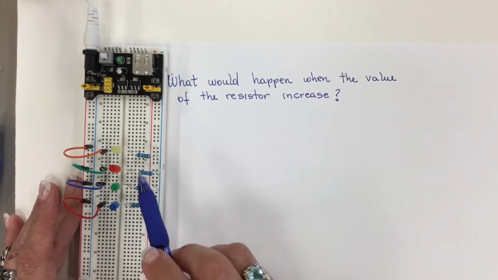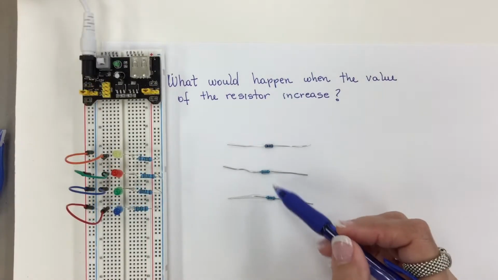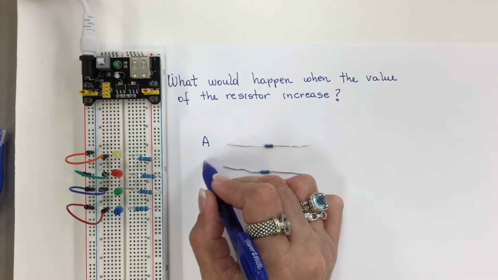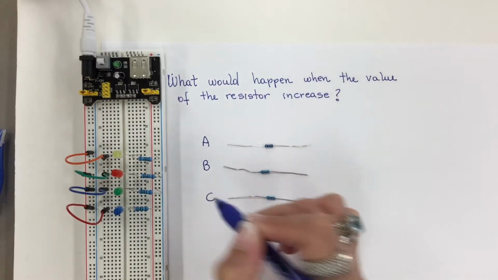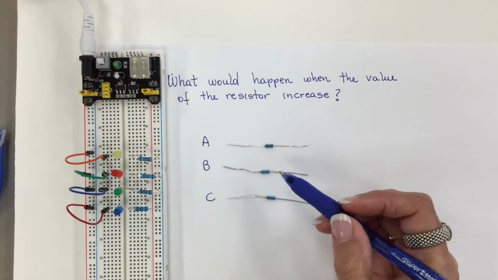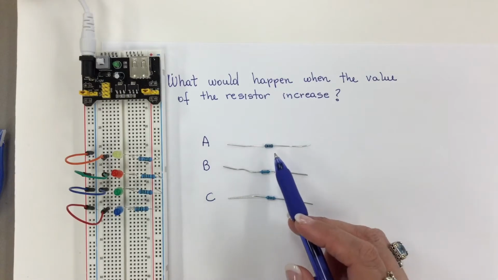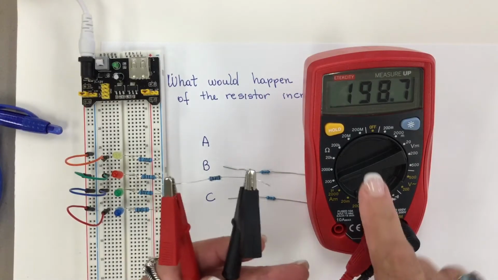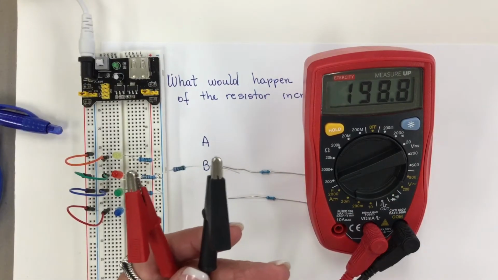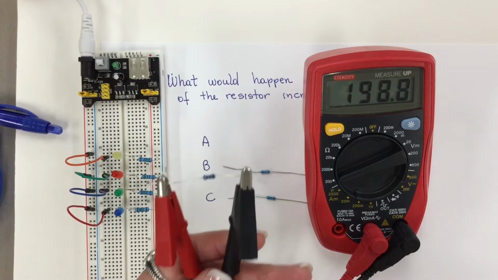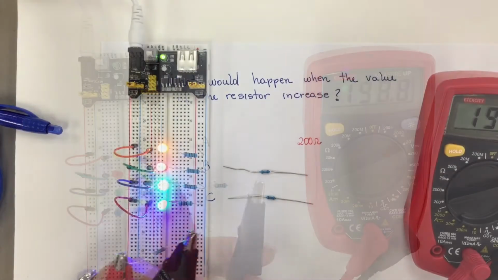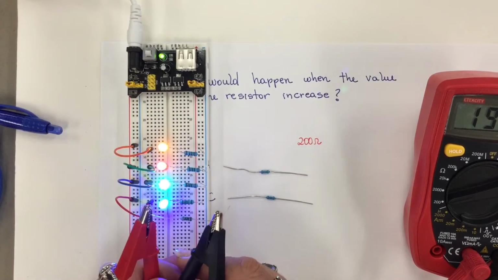So let me check this out. Here I have 3 resistors. Let me call this A resistor, B, and C. I'm going to use the multimeter to measure the resistance of each one. A resistor is 198.8. Let me round to 200 ohms and see what happens. So this is 200 ohms.